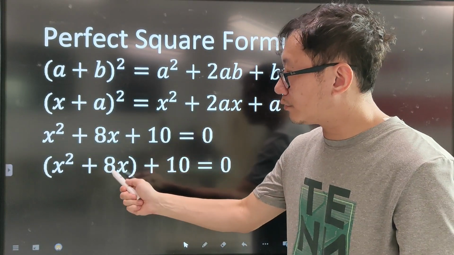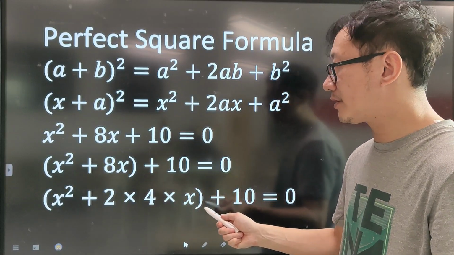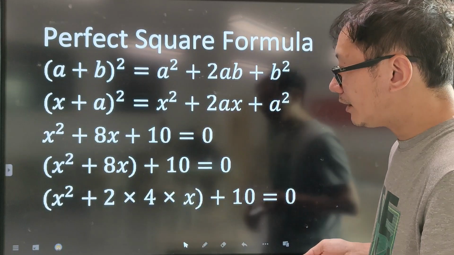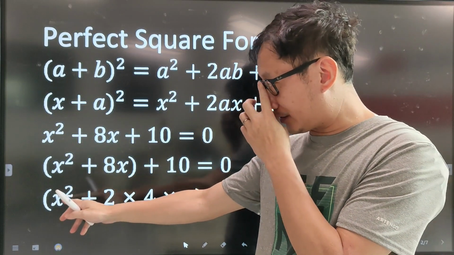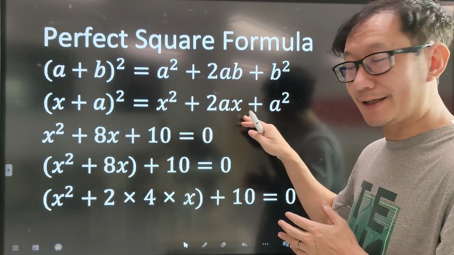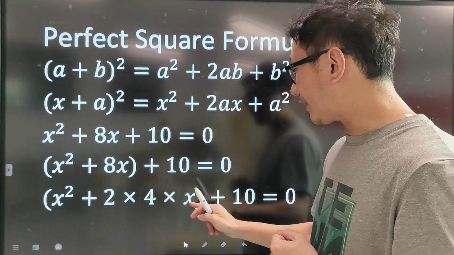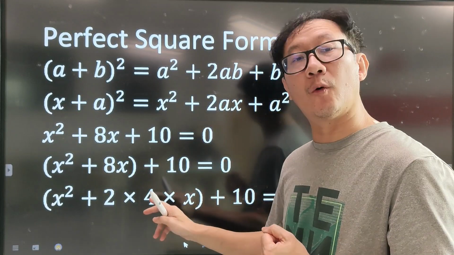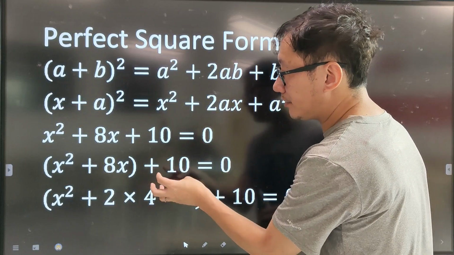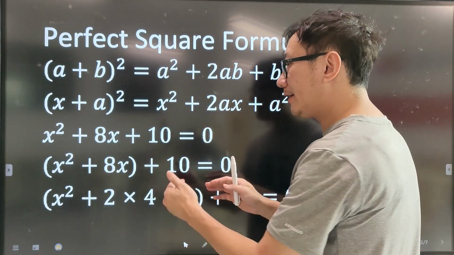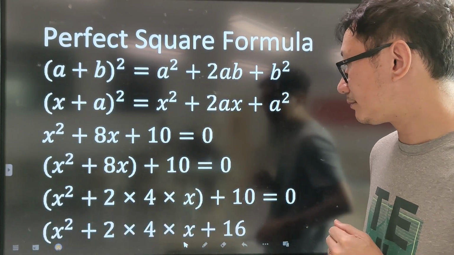Next, I'm going to rewrite this 8x as 2 times 4 times x. That's 8x. Okay, so this should look familiar to you. If you compare this with the perfect square formula here, x squared and x squared, 2 and the 2, x and x, which means our a is 4 here. So if I can add the a squared, that means 4 squared, which is 16, then I can have a perfect square here. So let's go ahead and do that.